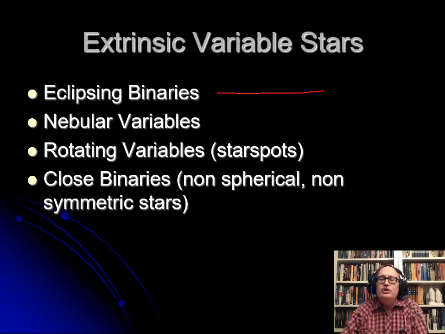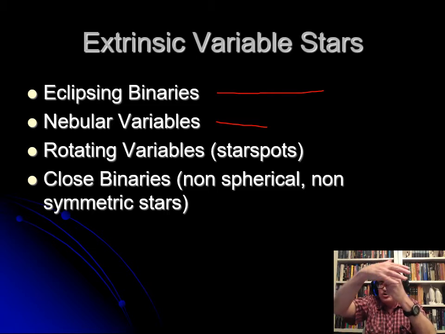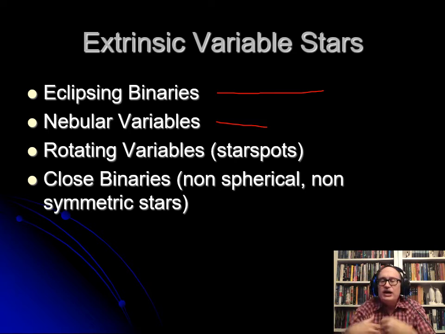Another example of extrinsic variable stars is nebular variables. A nebula is a cloud of gas in space. So if you have a star and a cloud of gas going around, when that cloud of gas gets in front of the star, it gets dimmed down. When the gas gets out of the way, it brightens back up. And so that would be an example of a nebular variable.